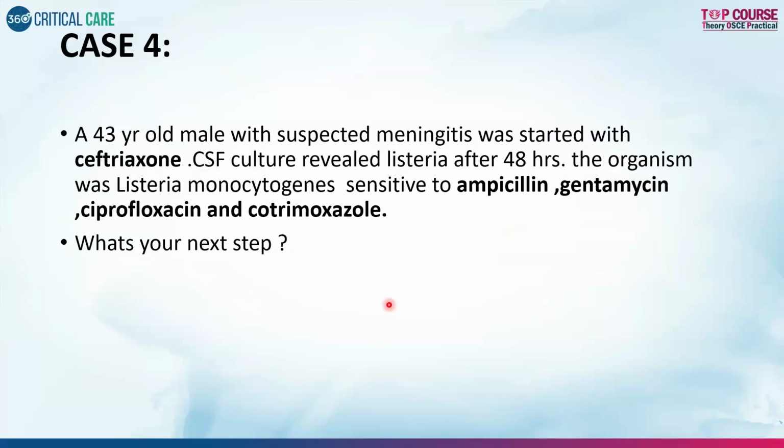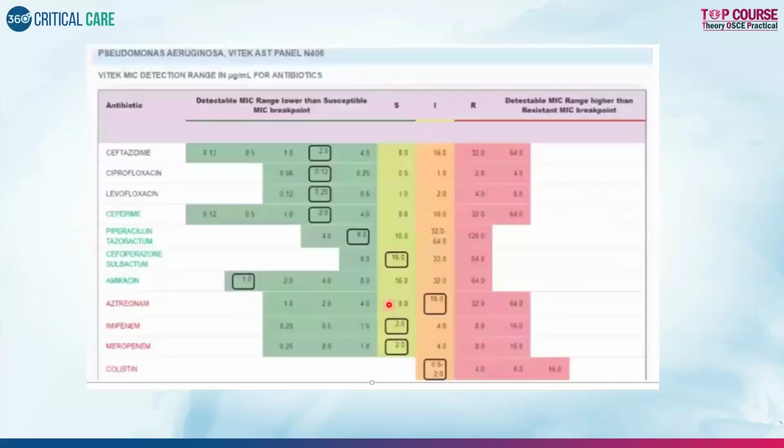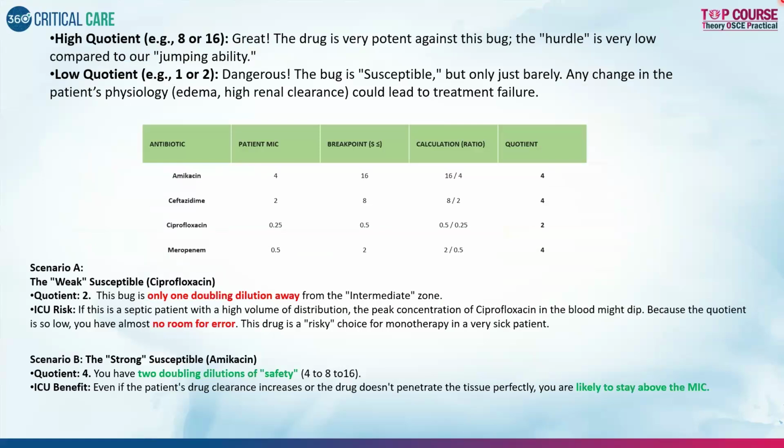Sir, regarding the dilution part you are talking about, if we see the previous slide, sir, for the breakpoint, from 2 to 1 and then 1 to 0.5, that means there are 2 cycles of doubling dilution. Correct. The same will be the case for ceftazidime as well. From 8 to 4, 4 to 2, there are 2 cycles, right? Correct. And for amikacin also, 16 to 8, 8 to 4. So if we see that way, then all of them are equally efficacious.